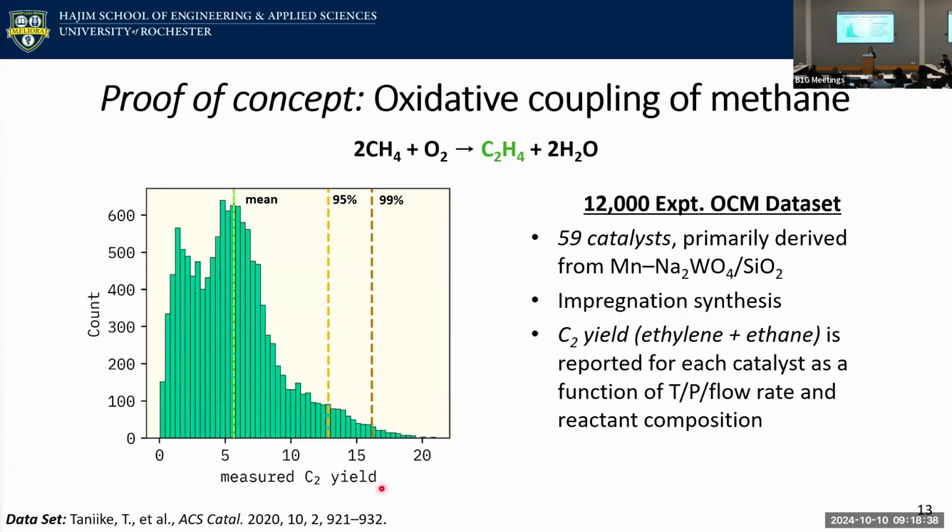What we're showing here is C2 yield, so ethylene plus ethane, versus the number of catalysts that achieve that yield. So just a histogram of the data, and I also have some statistics here. It's 12,000 experiments because these 59 catalysts were run at a variety of different conditions. So different temperatures, different pressures, different flow rates.